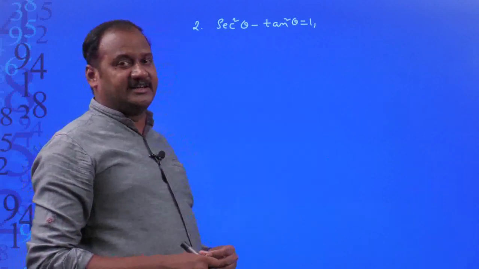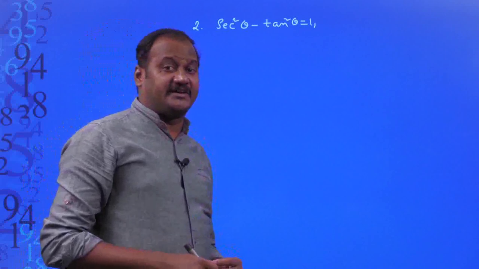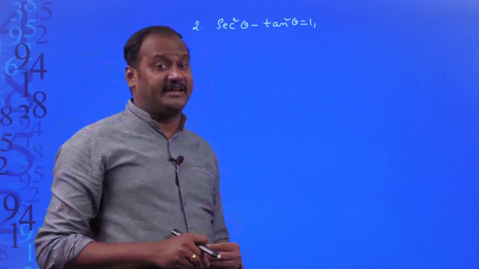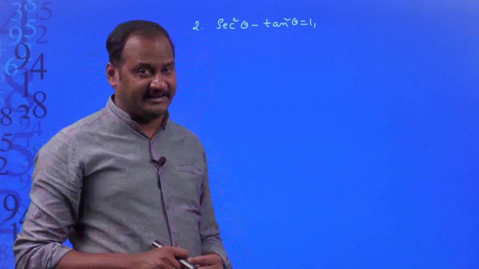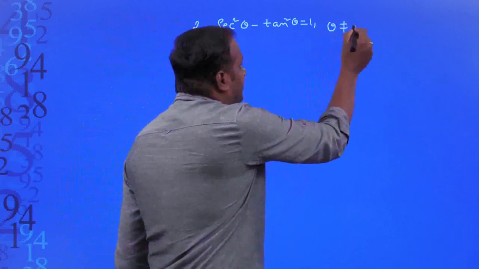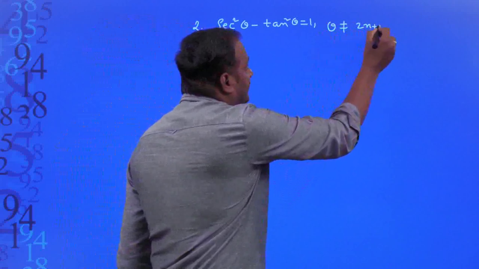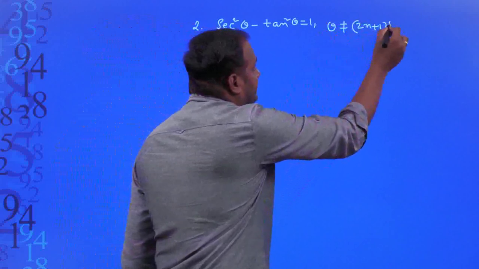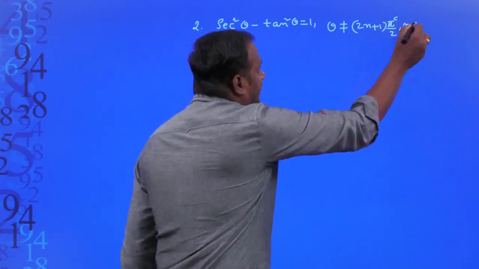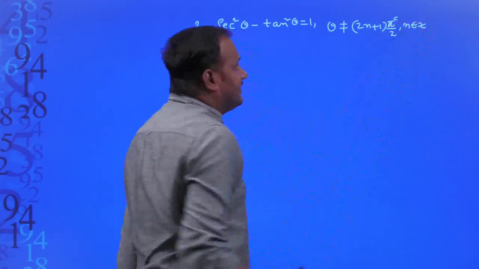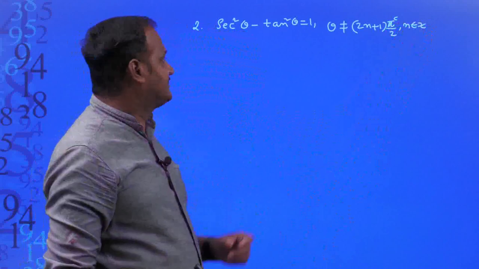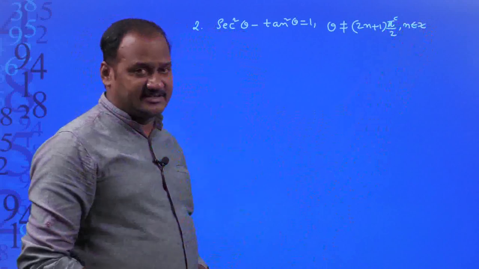As we discussed earlier, this is undefined not only for theta equal to 90 degrees, but for any odd multiple of 90 degrees. That is why theta cannot be any odd multiple of 90, that is (2n plus 1) into 90 degrees, which is pi divided by 2 radians, where n is any integer. I just expressed the angle in terms of radians. Secant square theta minus tan square theta equal to 1.